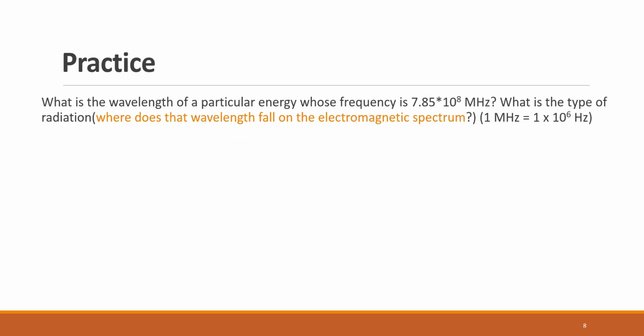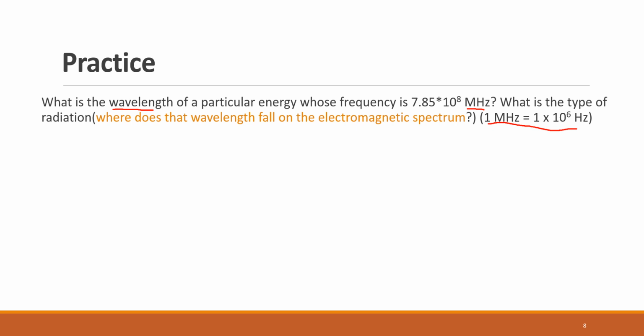Let's look at one more problem, and this time we're going to apply it to the electromagnetic spectrum. So for this time, we're using the same equation, but we are solving for wavelength instead of frequency. What is the wavelength? Now they gave us the frequency. Notice the units on the frequency. They gave it in megahertz. Now we want it in hertz, not megahertz, hence the conversion factor given in parentheses at the very end of the problem.